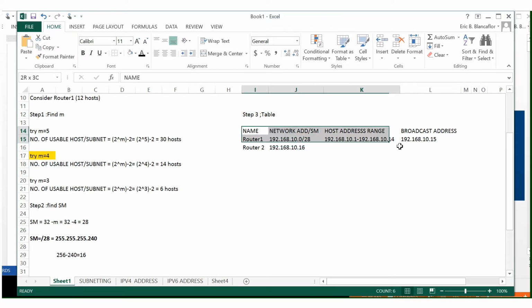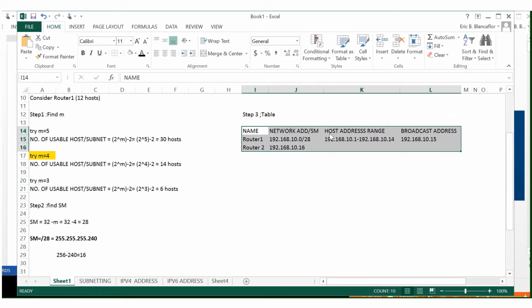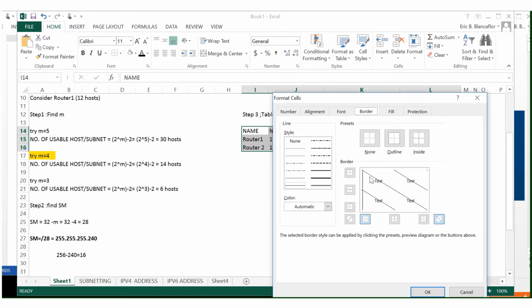I'll just have some borders. Okay, border, add. There.